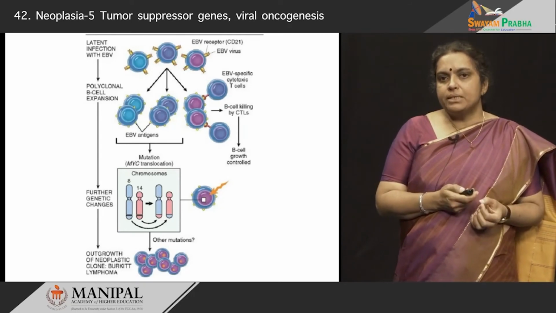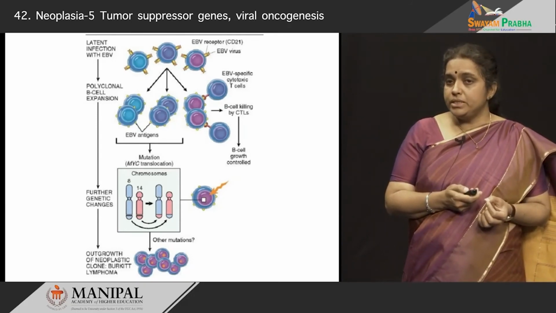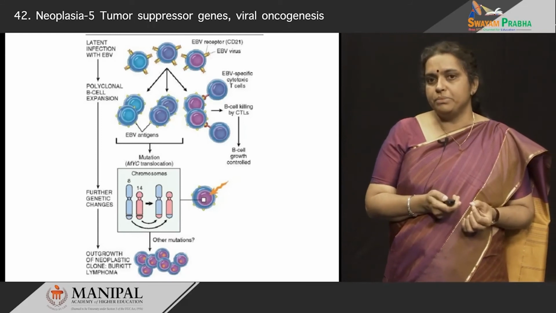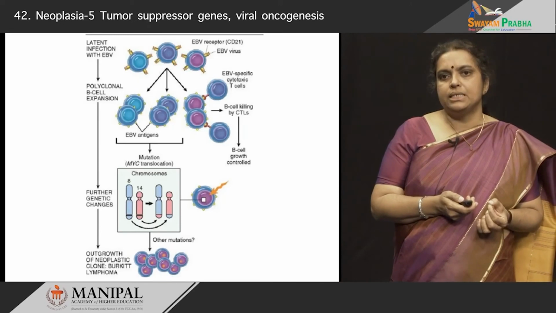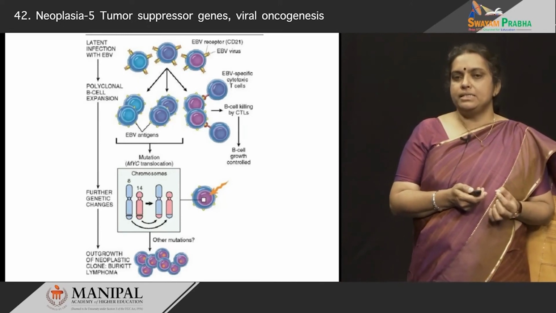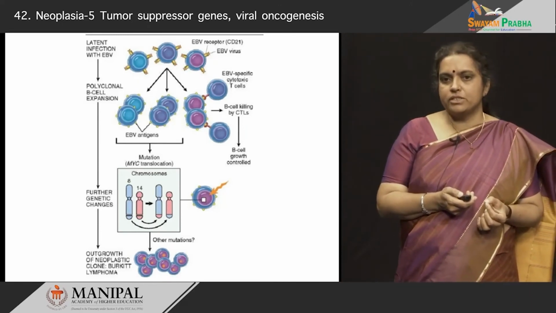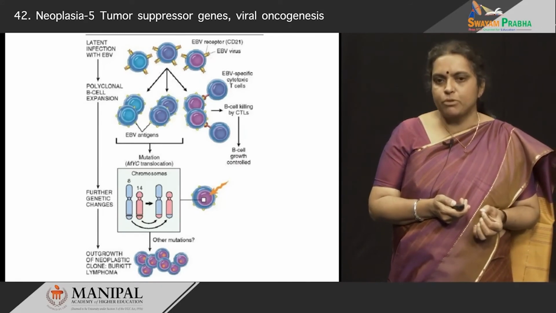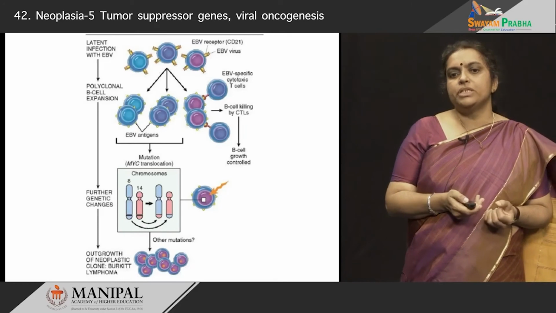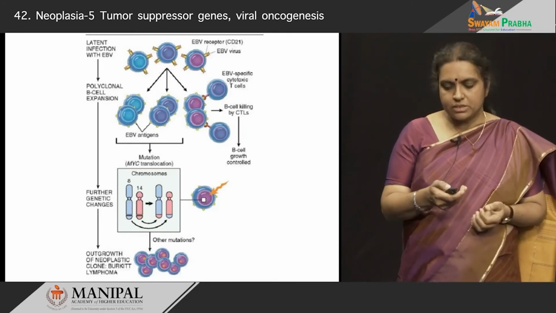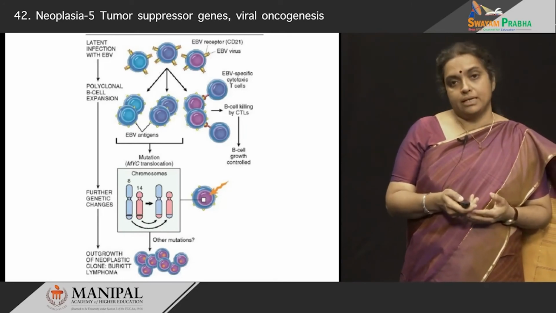Now, the EBV receptor binds to CD21, which is an antigen found on B cells. That is how it sits on the B cells, and then initially these activate the cytotoxic T lymphocytes and kills some of these cells, but then somewhere down the line additional mutations may be acquired, which causes it to become cancerous.